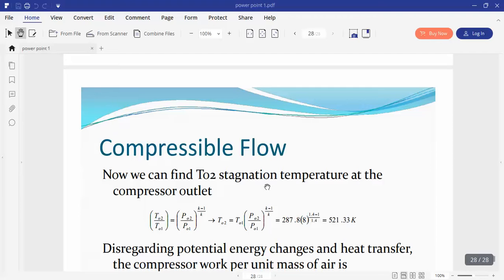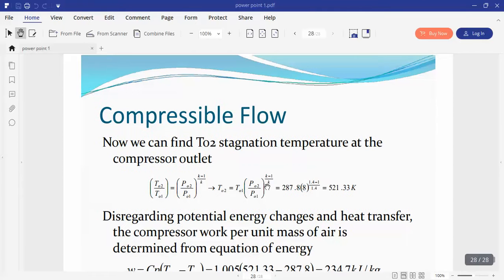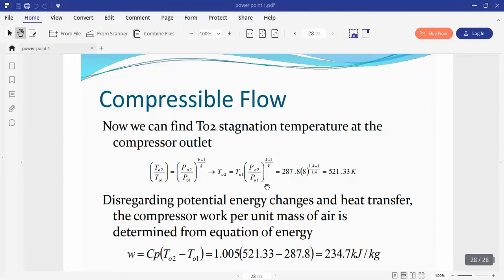Now we can find T02, the stagnation temperature at the compressor outlet. T02 by T01 equals P02 by P01 to the power (k minus 1) by k, and from this we can get T02 equal to 521.33 Kelvin.